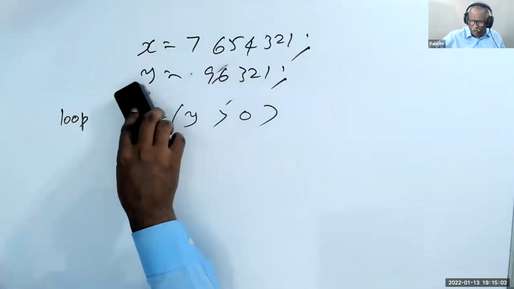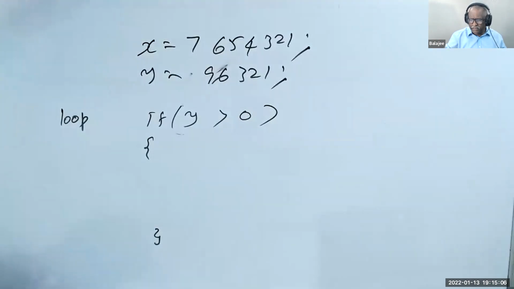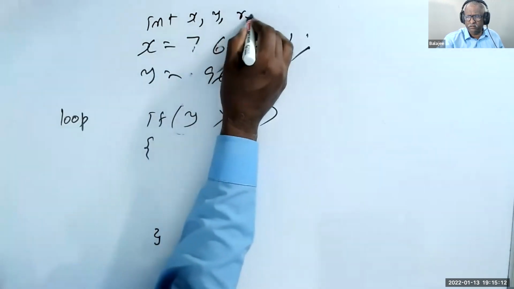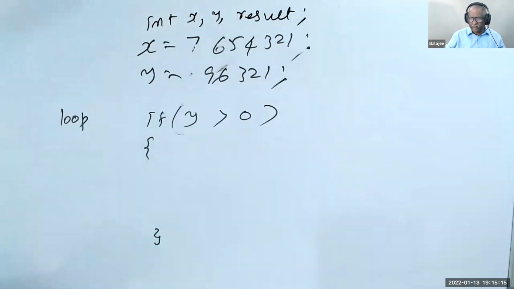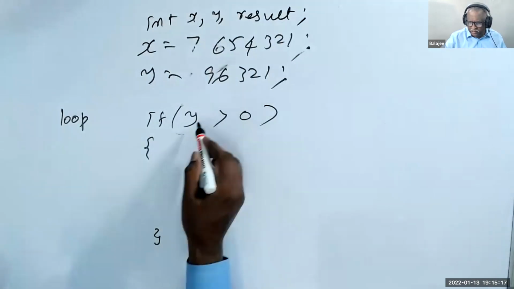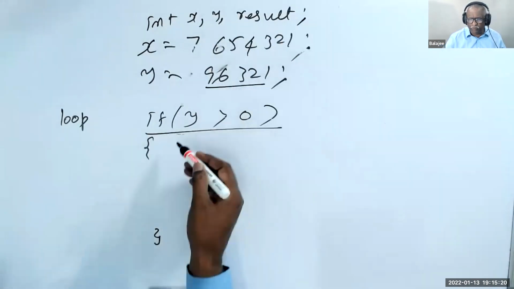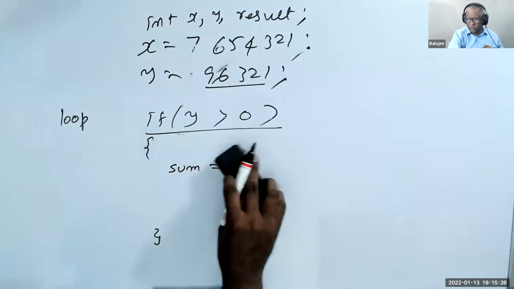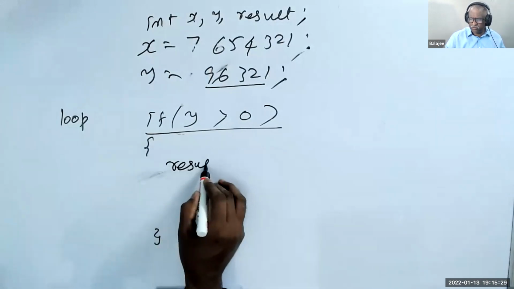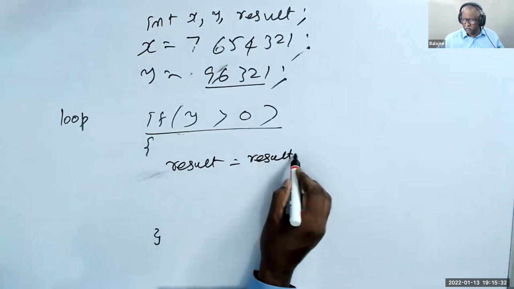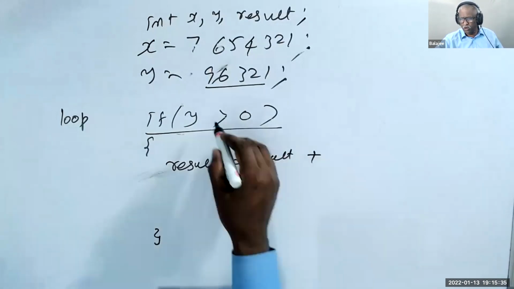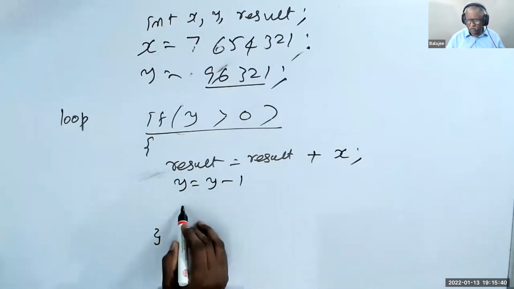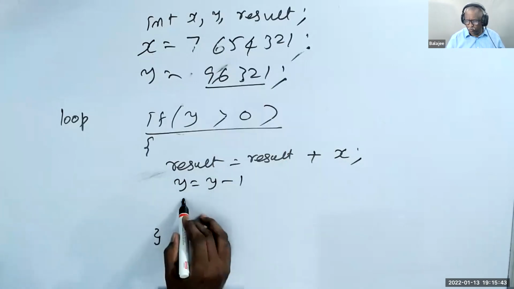I've noticed one small thing which I want to tell you now itself in programming. People write here int X, Y, result. Then I write here, while Y is greater than 0. It's right, because Y is 96321. It comes down. I say sum is equal to, sorry, result. Result equal to result plus X. Then I say Y is equal to Y minus 1. I'm decrementing this. Then I say go to loop.